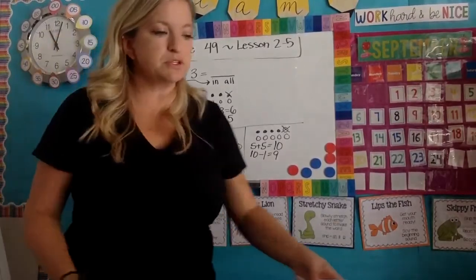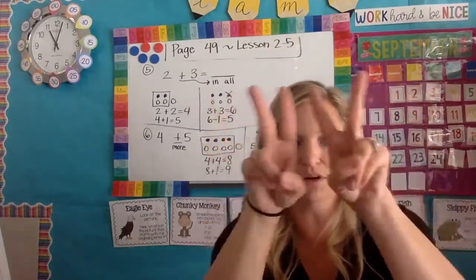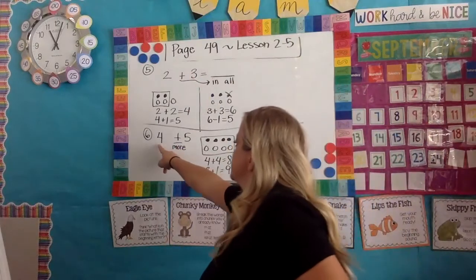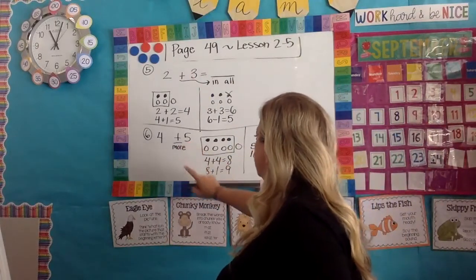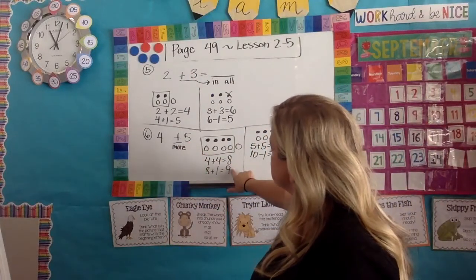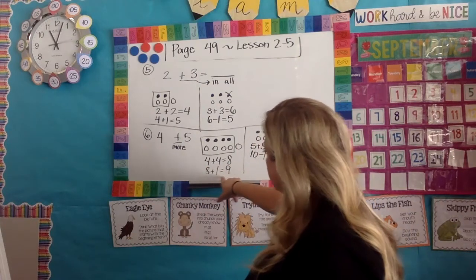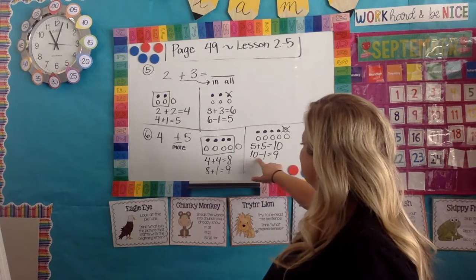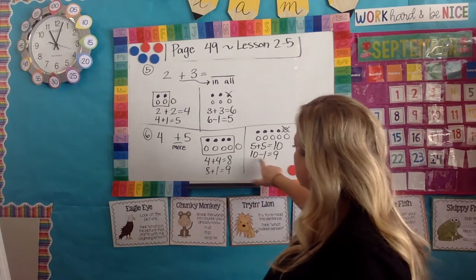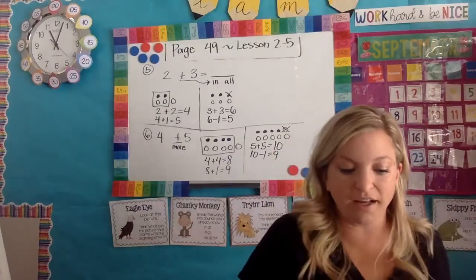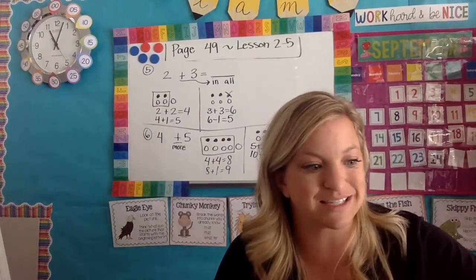So I hope doubles and near doubles are making sense. Doubles are when you have 2 of the same addend. Remember, addends are what you're adding together. This is the addend, this is the addend. The answer that you get is called the sum. So addend, addend, sum, addend, addend, sum. This is not an addend because we're not adding. Addend, addend, sum. Okay, so I hope that now makes sense to you.